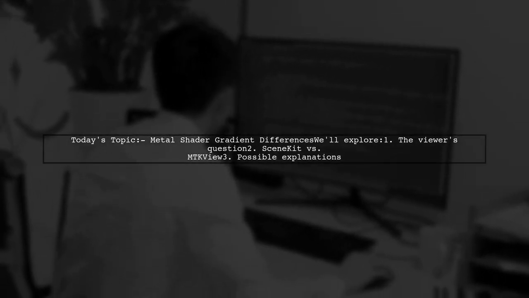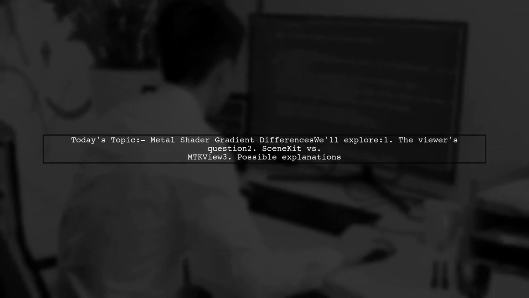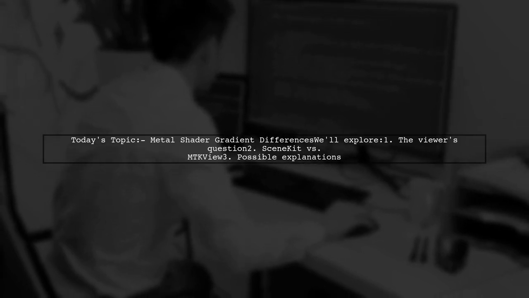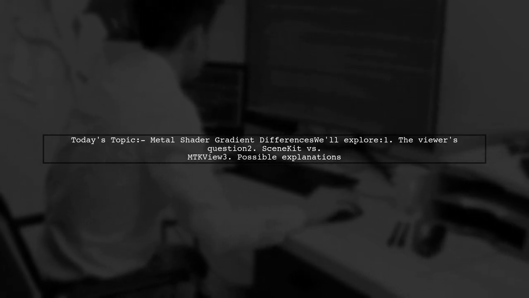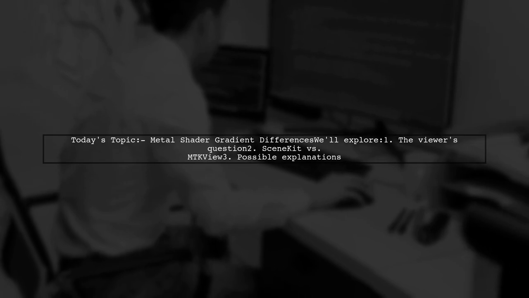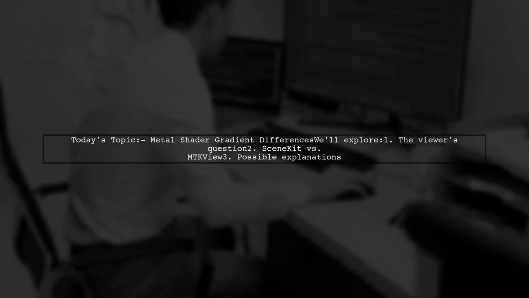Today, we're diving into a fascinating question from one of our viewers. They want to know why a metal shader gradient appears lighter when applied to a SceneKit node compared to when it's rendered in a MetalKit view.